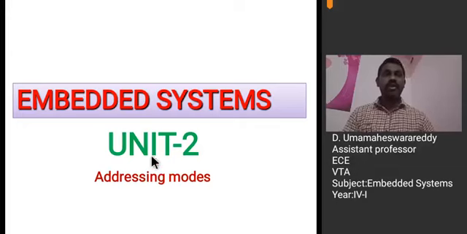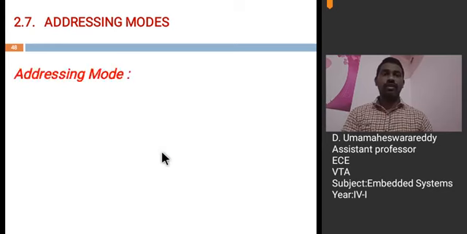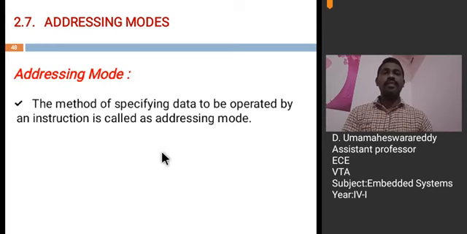In this class, I am going to deal with addressing modes. Let us see what an addressing mode is. Then we discuss how many types of addressing modes there are in TM4C123. See, what is an addressing mode? The method of specifying data to be operated on by an instruction is called an addressing mode. How an instruction accesses the data is called an addressing mode.